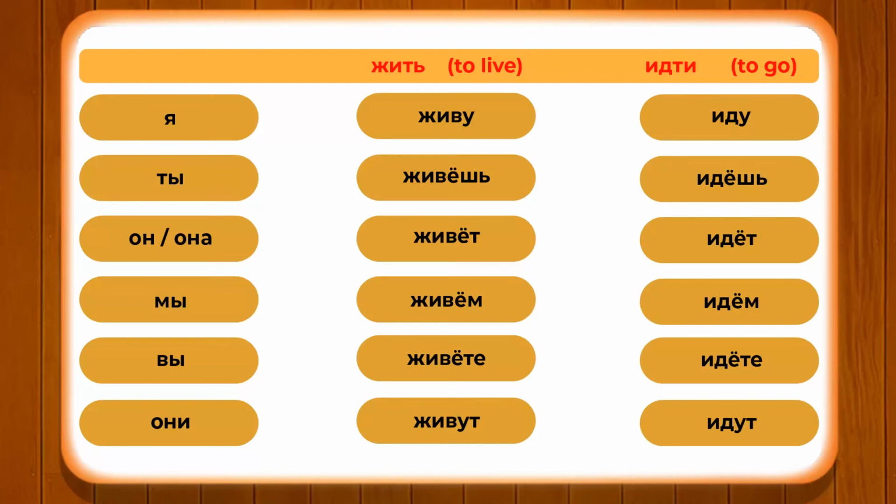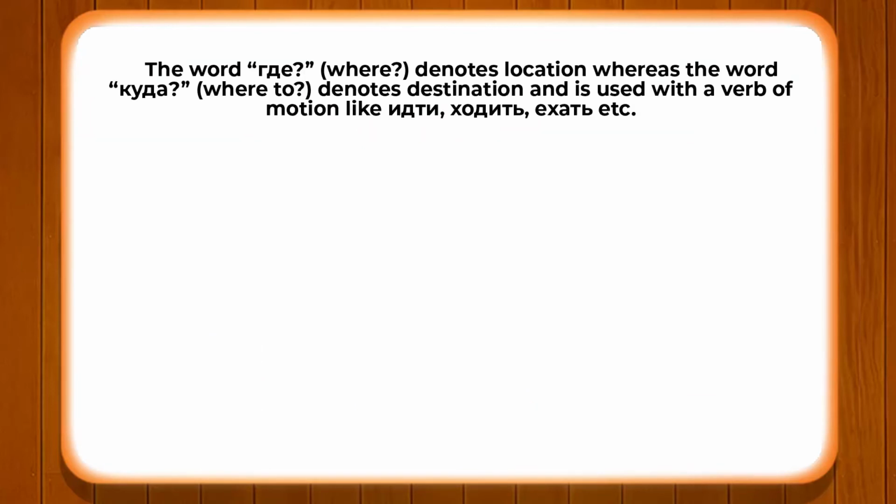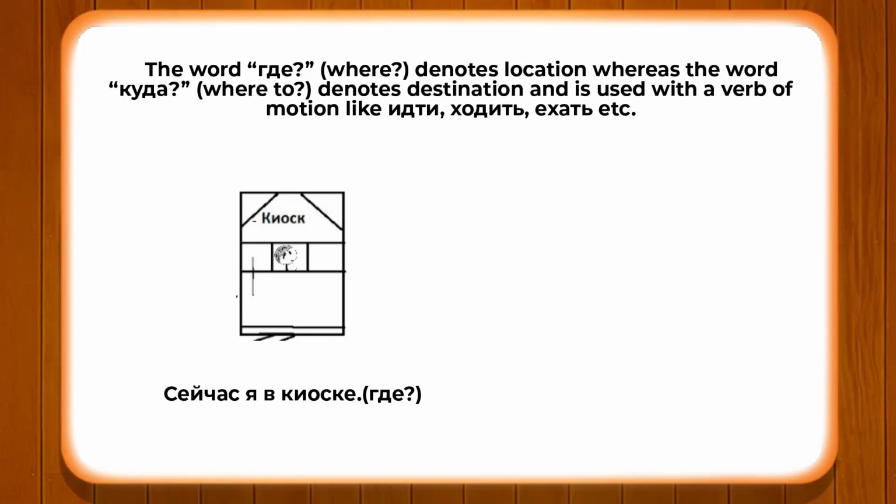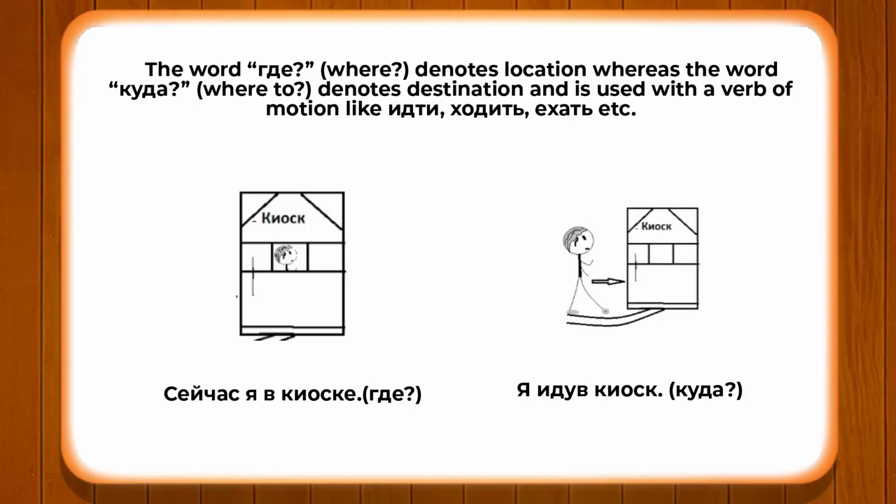Now let's pay attention to one concept which we have covered: где, which means where, denotes location, whereas the word куда, which means where to, denotes destination. So this is the basic difference. However, we have already covered it in the previous module, which was dedicated to глаголы движения, or the verbs of motion. So normally this kind of question you can be asked in the text, like сейчас я в киоске. Where am I? I am at the kiosk right now. So сейчас я в киоске. Где? Куда? Я иду в киоск. Я иду в киоск. So this is the basic difference.